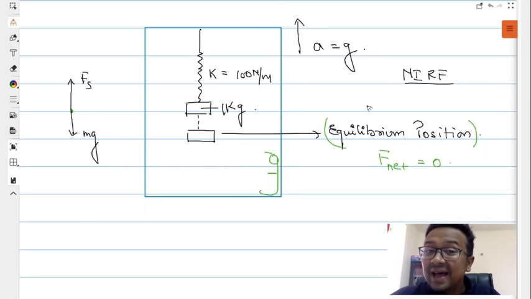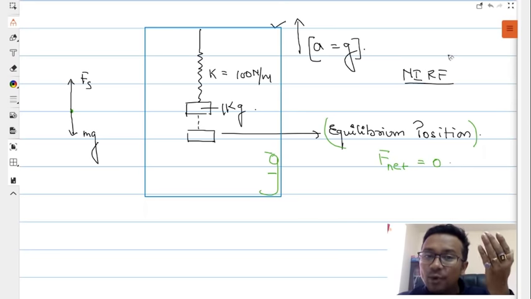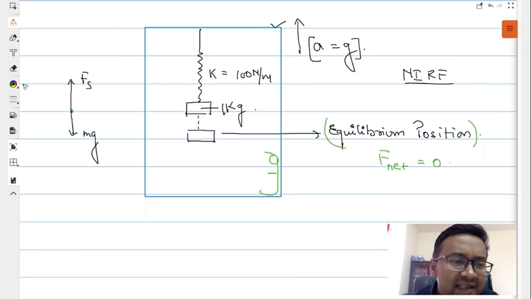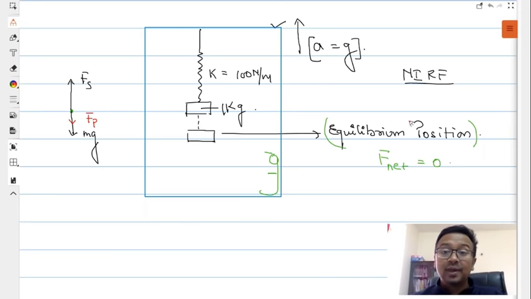Pseudo force, students, is applied opposite to the direction of the acceleration of the reference frame. So which is the reference frame? My elevator is the reference frame. So where should I apply the pseudo force? Opposite to the direction of its acceleration. In which direction is it accelerating? In the upward direction. So where should I apply the pseudo force? In the downward direction. Very simple. So that is my F pseudo.